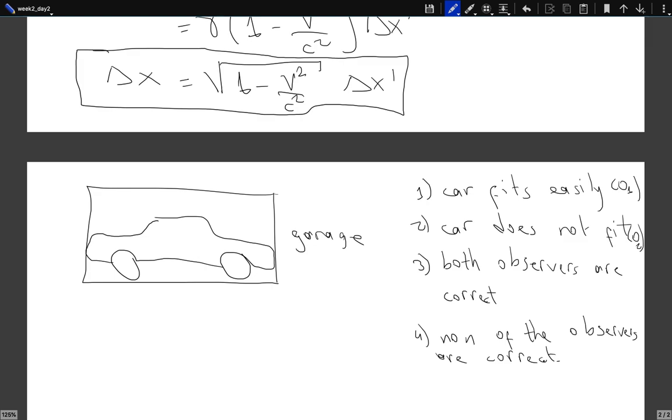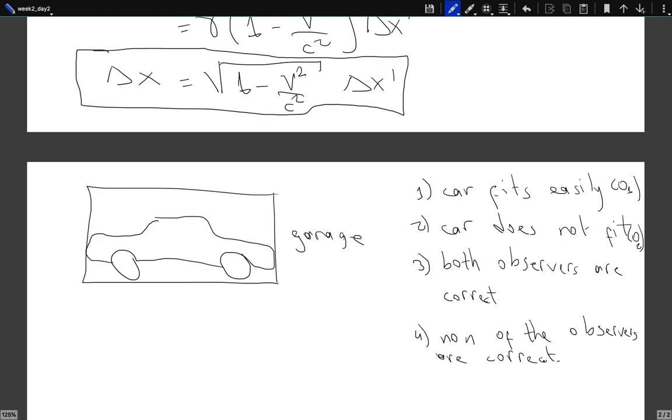You see, the idea is if you ask the second observer, the one fixed on the car, moving with the car, basically the driver, he will say that at a given time, when the front of the car reached the end of the garage, the back of the car was still out, and hence he will claim that the car did not fit.